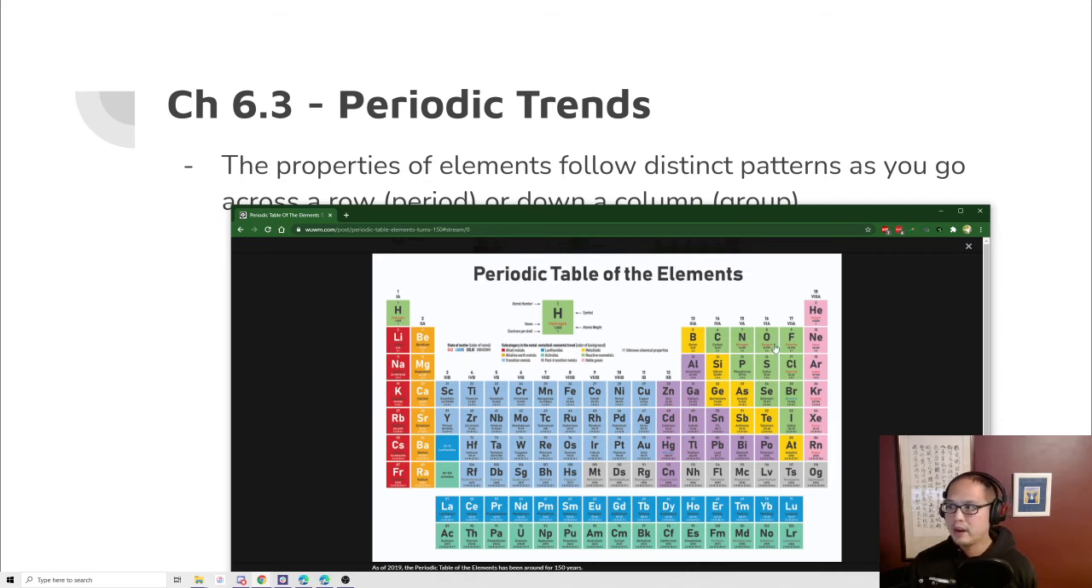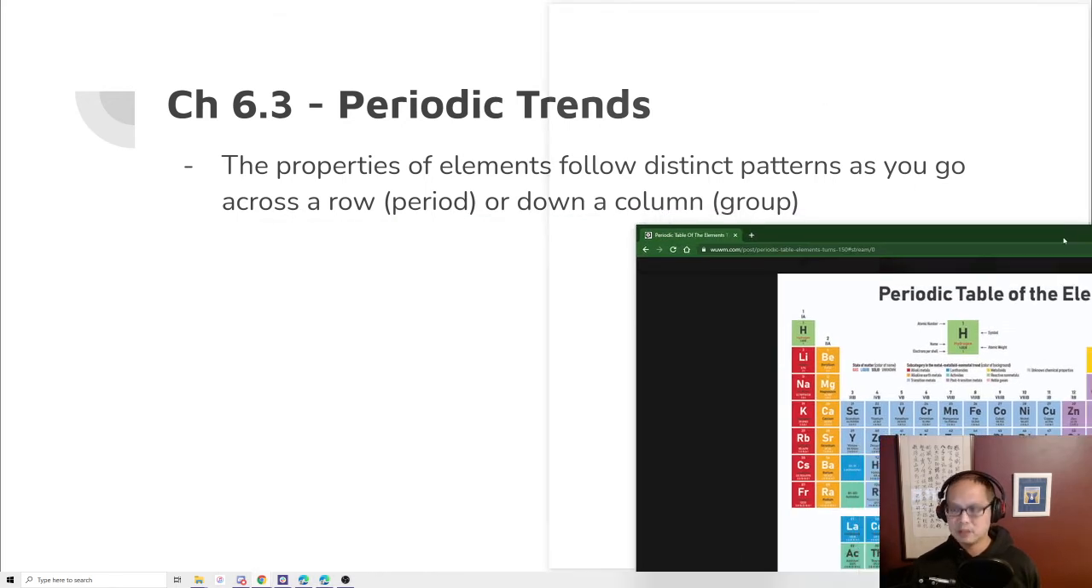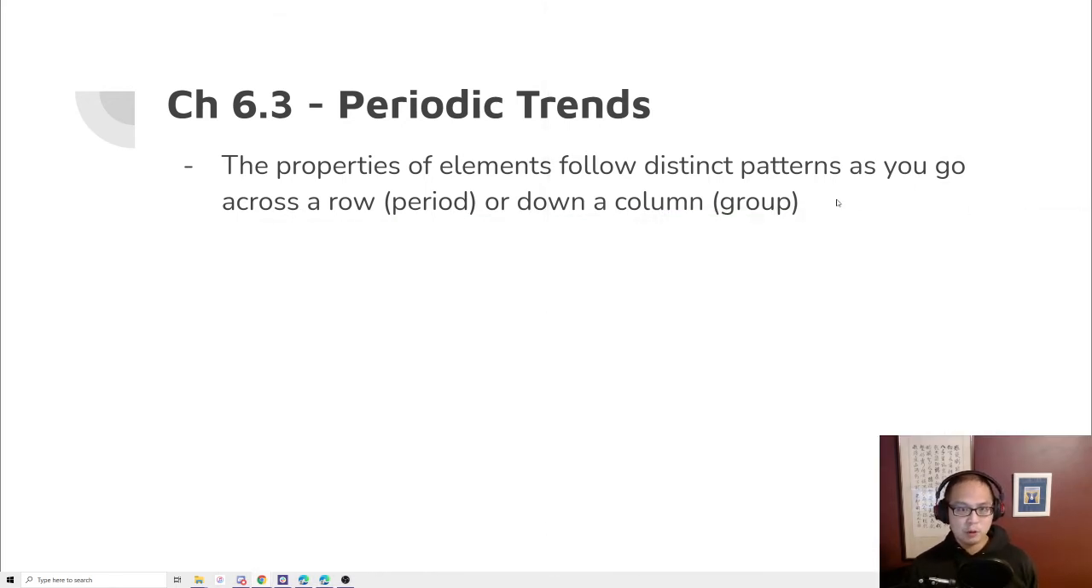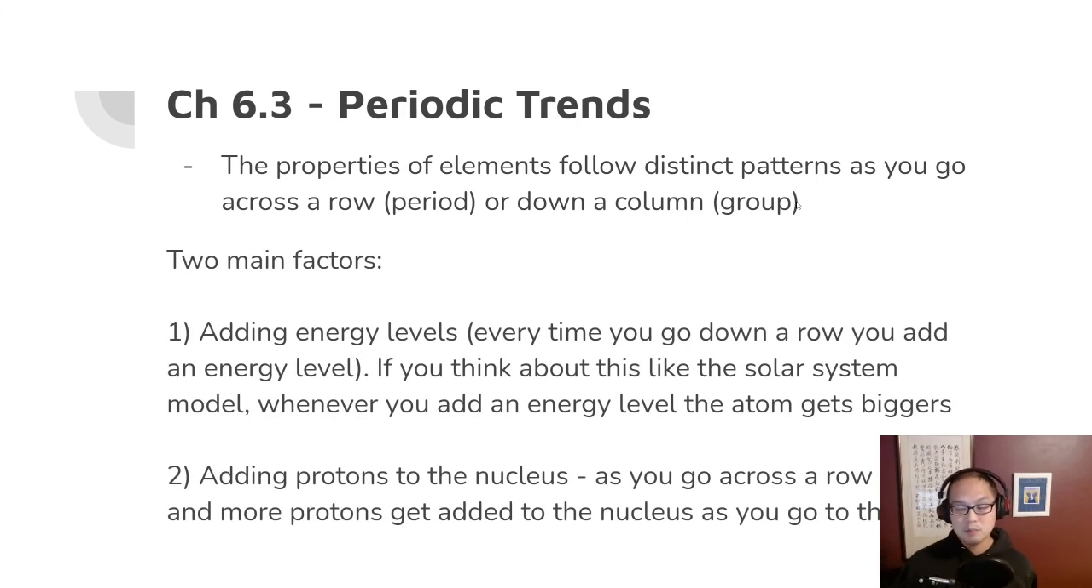So if you go left to right across a period, you'll see a pattern. Or if you go down a column, which is known as a group, you'll also see patterns and trends for various chemical or atomic properties. Now, you tested that in that Gizmo that you did, but let's talk about it a little bit. So there's two main factors we are dealing with here.